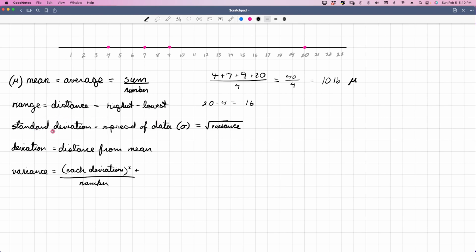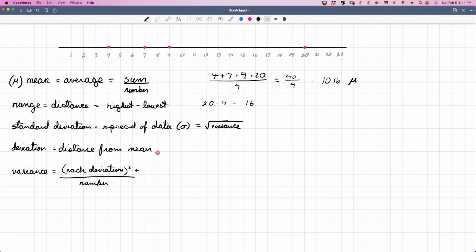Now, the standard deviation, we use that evaluation to tell us the spread of the data. And this little symbol here means standard deviation. And we find that by taking the square root of the variance. Now, how do we get the variance? What is the variance? Well, first we have to start with what is a deviation. A deviation is the distance from the mean.